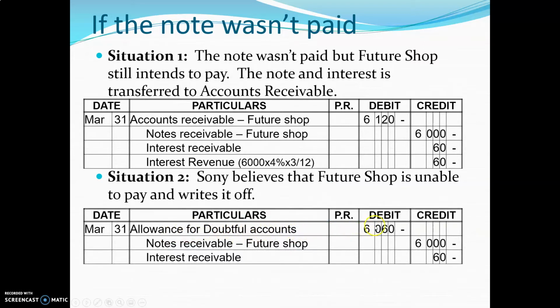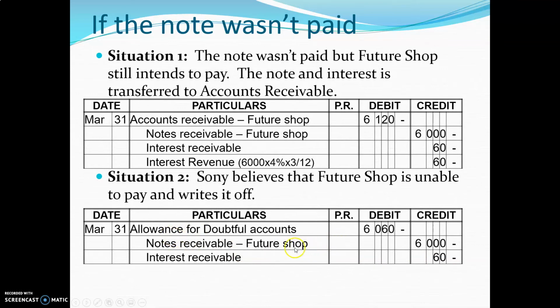In this case, we have originally $6,000 plus the $60 interest. The notes receivable, FutureShop, $6,000, and the other part coming from the $60. And at this point, we might think, well, we're probably not going to get that revenue from the other interest portion, so we don't even bother considering it.